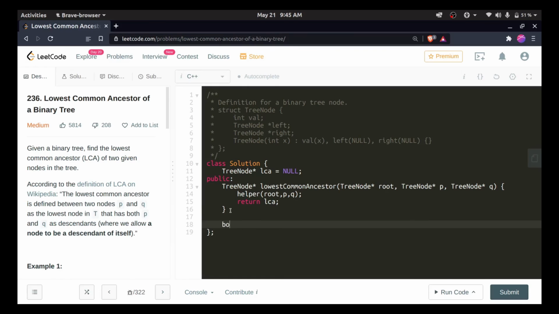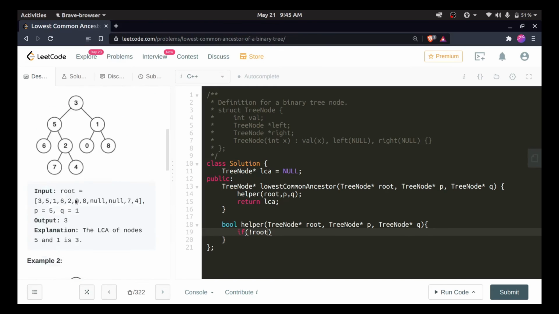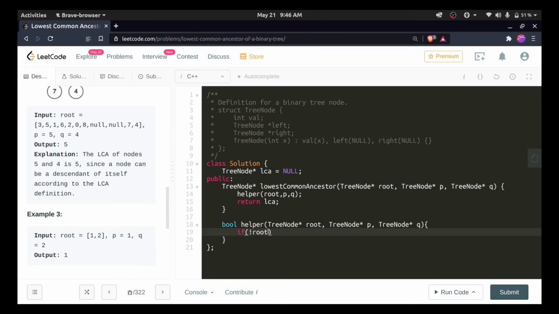Let me define the helper function now, which will return a bool value. All the parameters are the same, so let me copy this and paste it here. What if I don't have any root? They have given that there exist at least 2 nodes, but when I pass it, what if there's no root at all? If it's null, then I have to return false. If there's no node, then I cannot find these 2 nodes, right? And what this function does is it tells whether in that subtree it can find either of the nodes P and Q. If it can find any one of them, then it will return true.